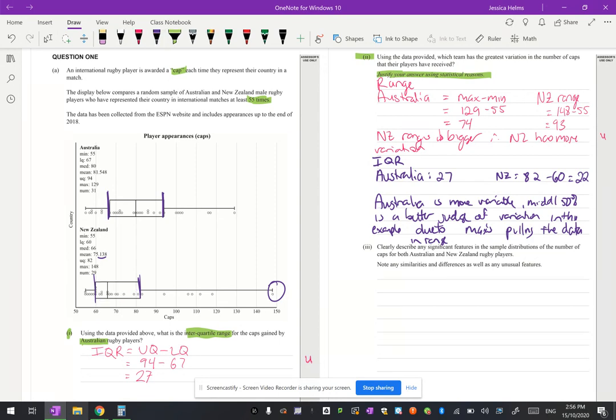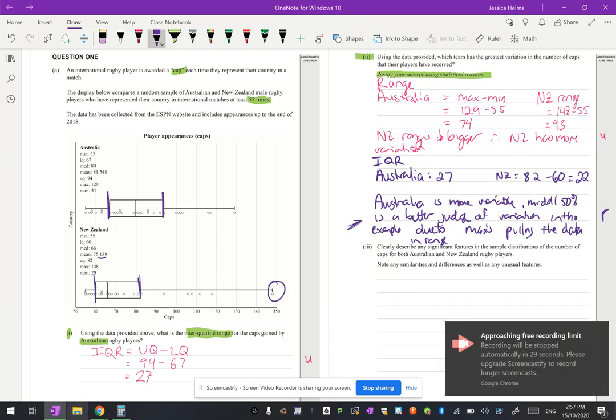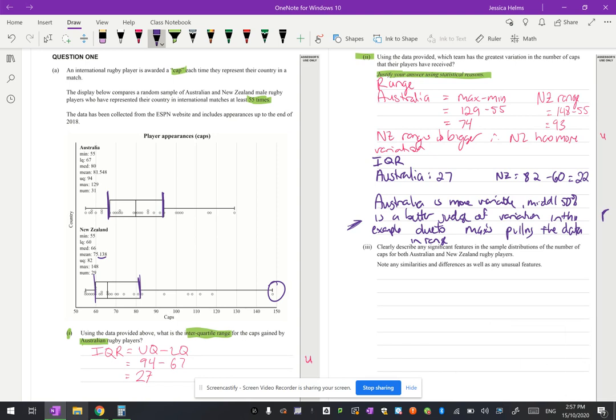Now, if you answered in this case that Australia is more variable, then because of the interquartile range, that would give you the merit mark for that. If you answered both, or if you said both, as long as you sort of gave this argument here, it would be okay, but they definitely want you to give an actual answer here. So please make sure that you pick a country. Okay.